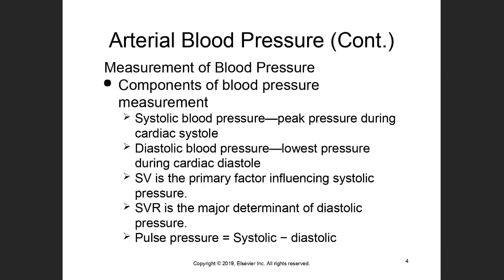Measurement of blood pressure, we have systolic, diastolic. Okay? Remember, systolic is always the high number, diastolic the lower number. Stroke volume is the primary factor influencing systolic pressure. Systemic vascular resistance, remember that is extremely important for the blood pressure. Okay, and pulse pressure is the difference between systolic and diastolic. So you have 120 over 80, the difference is 40, that's the pulse pressure.